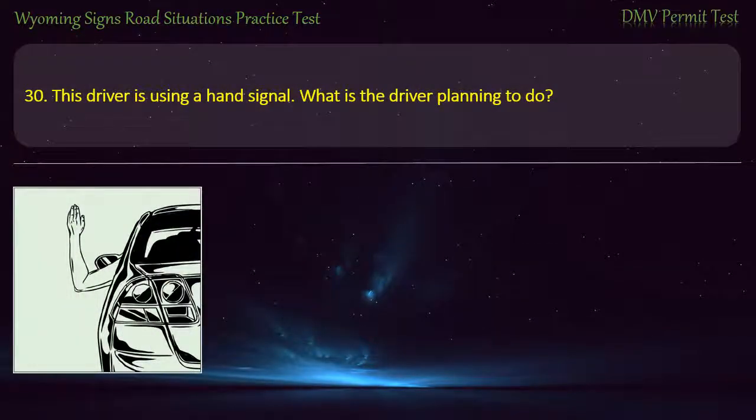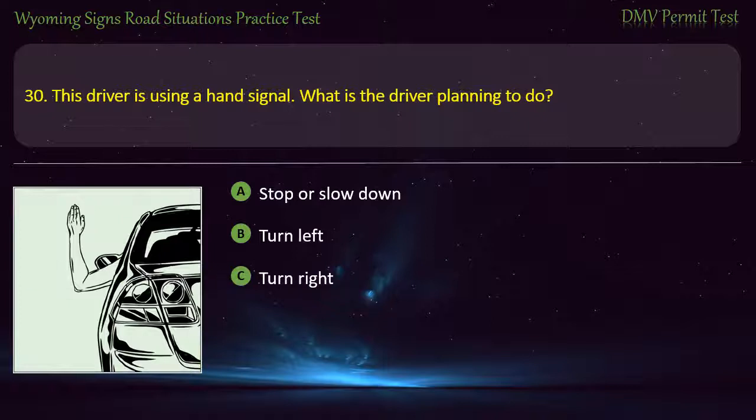Question 30. This driver is using a hand signal. What is the driver planning to do? Stop or slow down. Turn left. Turn right. This is not a valid hand signal. Answer. Turn right.